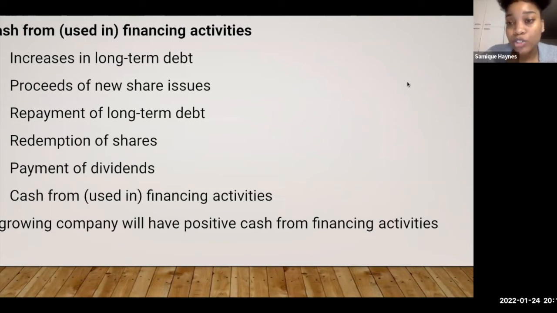Proceeds of new share issues. Yeah, always in the view of cash, exactly. And this is why we call it the cash flow statement. Always in the view of cash. Only think about cash when you're making this statement, that's it.